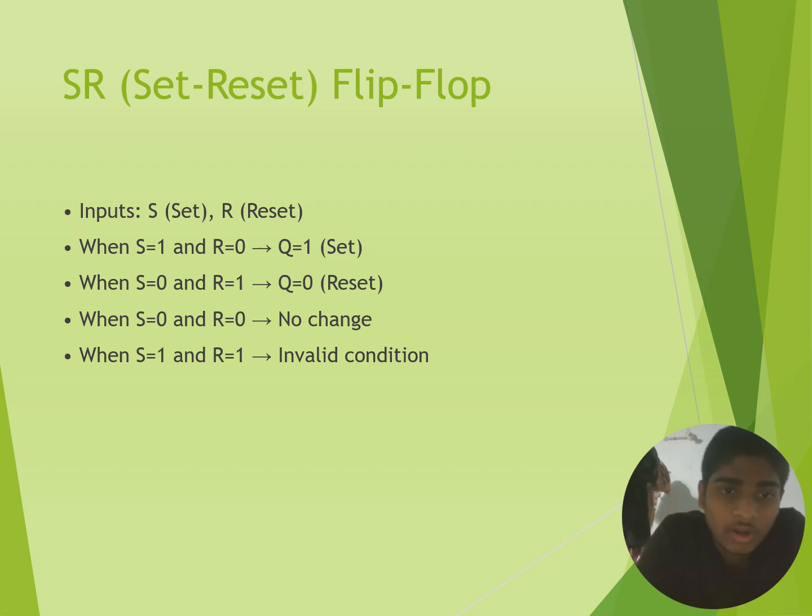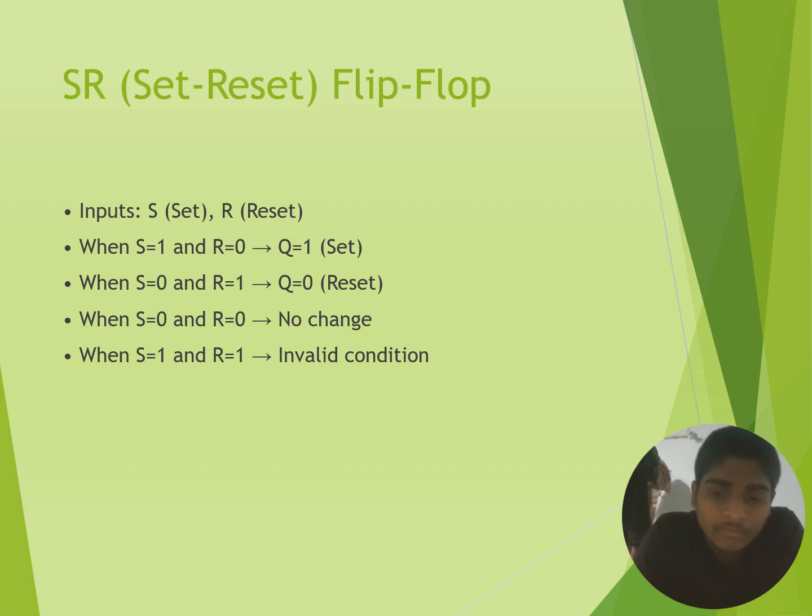When S equals 1 and R equals 1, it is an invalid condition. When set is equal to 1 and reset is equal to 0, it means set. In case of S equal to 0 and R equal to 1, it is reset. These are the inputs of the SR flip-flop. When S and R equal 0, it does not change the value, and when S equals 1 and R equals 1, it is the invalid condition of the SR flip-flop. This is the summary of the SR flip-flop.